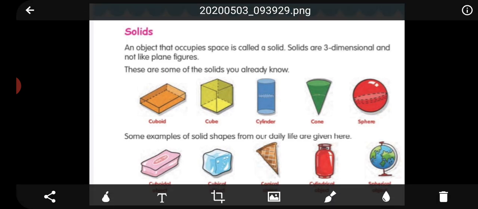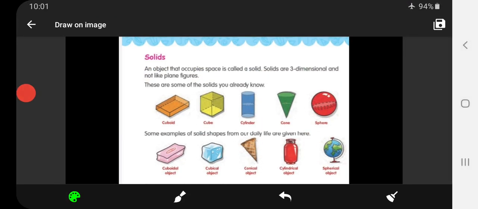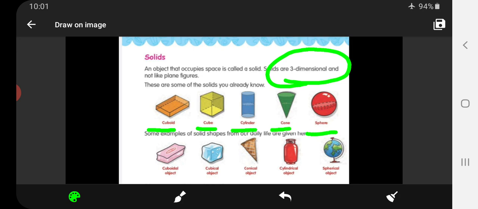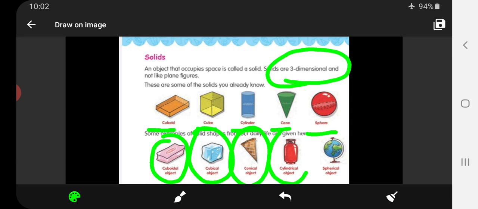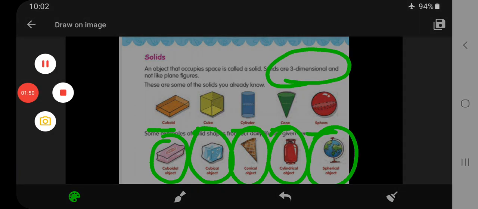So, what are solids? An object that occupies space is called a solid. And solids are three-dimensional. They are not like the plane figures. Here are some of the solids: cuboid, cube, cylinder, cone and sphere. A cuboid is in the form of a brick. Ice cube is a cube. This is a conical object, this is a cylindrical object, that is a gas cylinder. And here is our globe.